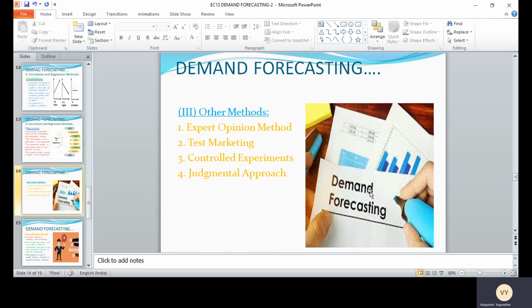So next one is the third category. The first category is survey methods, the second category is statistical methods, and the third category is what? Other methods. And here we come across four such other methods: expert opinion method, test marketing, controlled experiments, and judgmental approach. Let us see one by one.